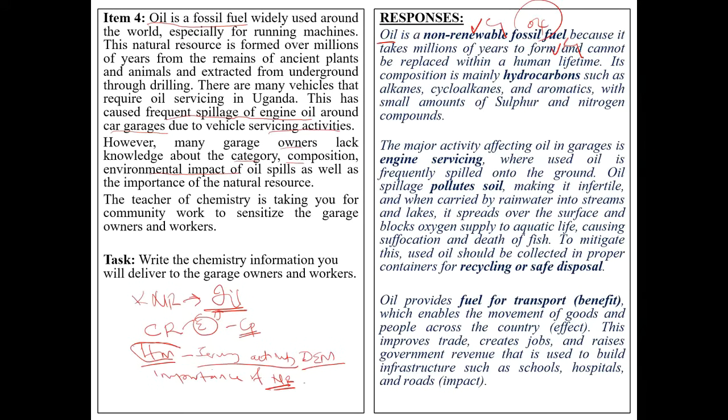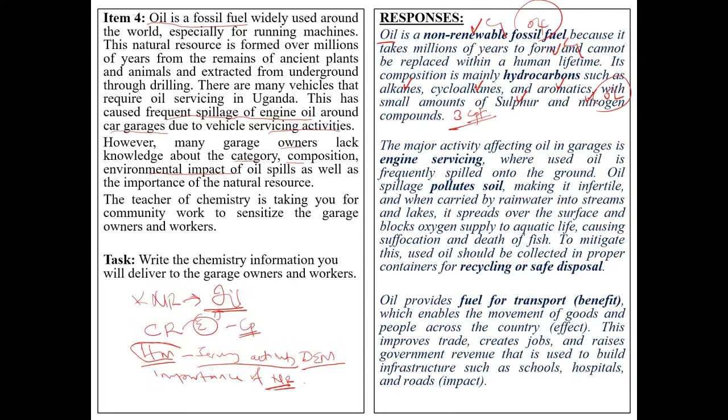Its composition is mainly hydrocarbons such as alkanes, cycloalkanes, and aromatics with small amounts of sulfur and nitrogen compounds. So here we said we need only 3 components, and therefore when you give at least 3, you'll be able to get 2 scores.